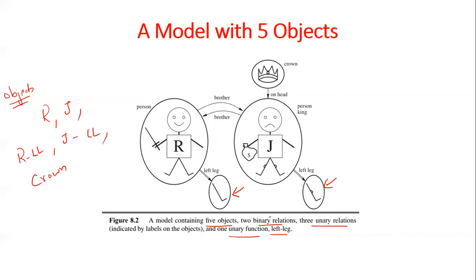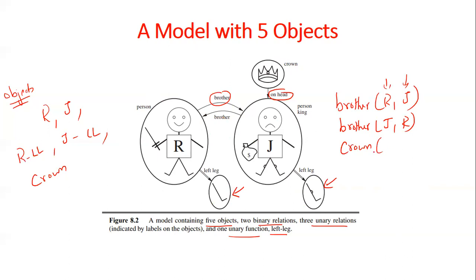And binary relations. What are the binary relations? There is a binary relation brother. Brother is a binary relation. And on head is another binary relation. Because brother operates on two objects, you can specify brother of R comma J. So there are two objects, so it is a binary relation. Similarly, we can write brother of J comma R. Here also two objects are there, so it is a binary relation. Similarly, when you see on head, crown is on the head of John. So this is also a binary relation. So two binary relations, three unary relations. What are the unary relations?